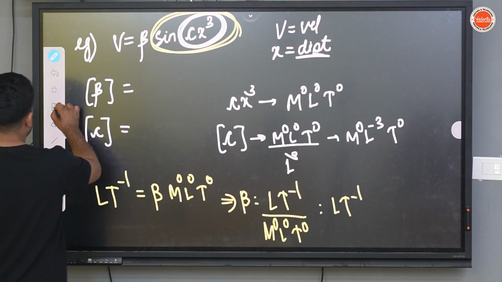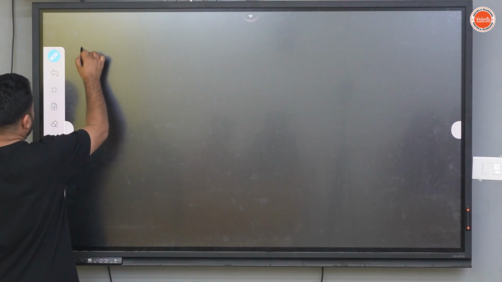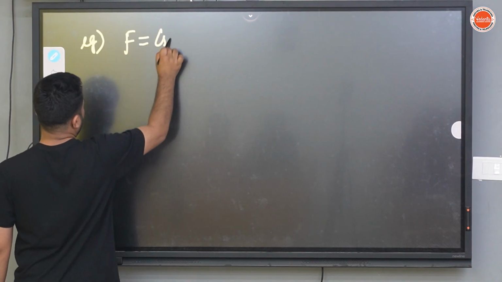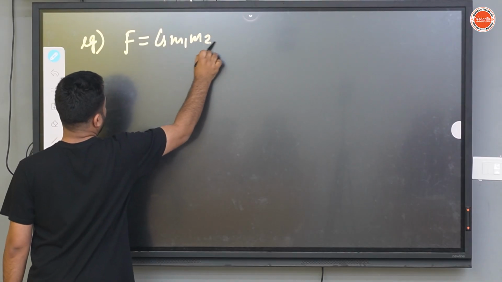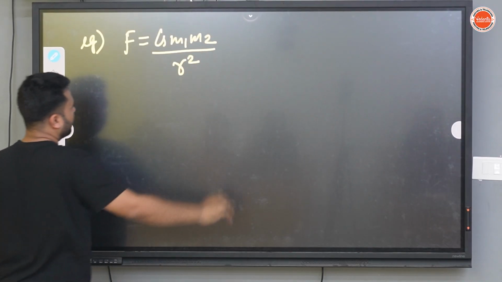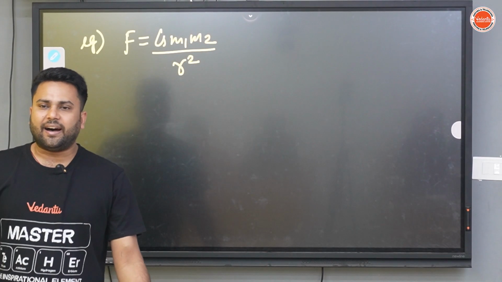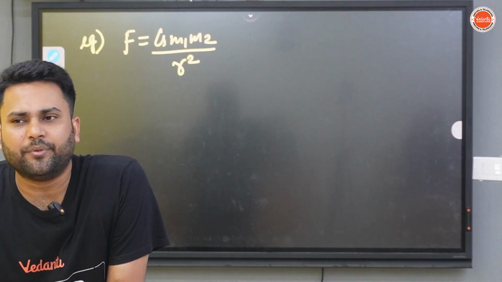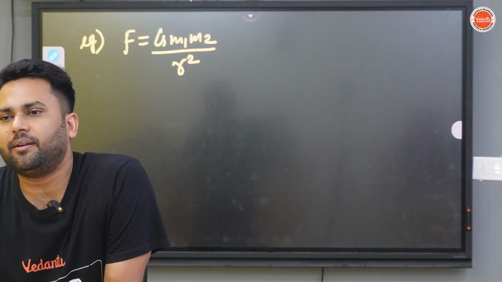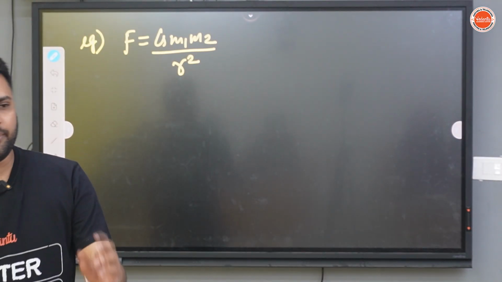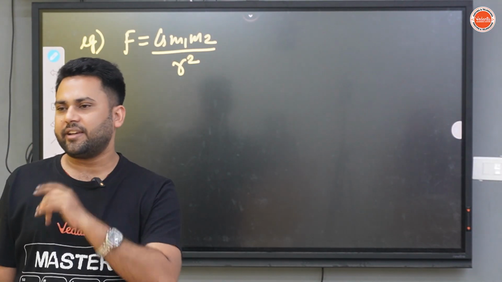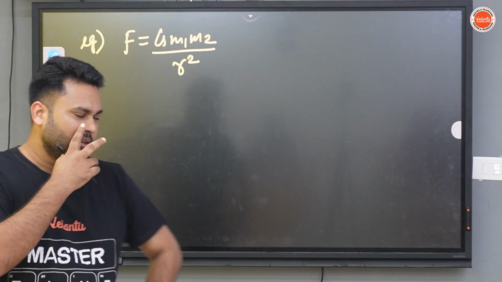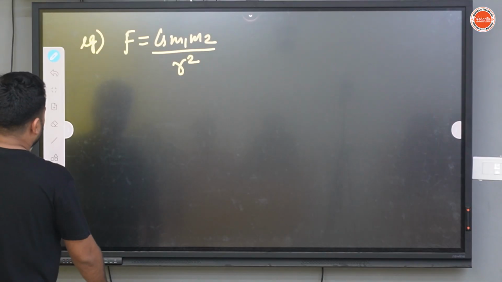Okay, see. Now some people think, like we have the formula F equals G M1 M2 by R square. If they ask what is the dimension of G, they say M0 L0 T0. Why? Because it is a number. No. Number means only number, like kinetic energy half mv square. So half is a number, it has no dimension. But if someone asks for G, you calculate like this.